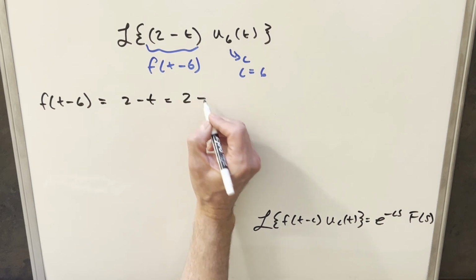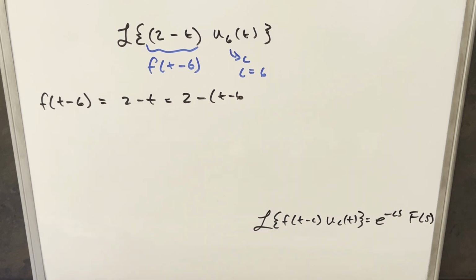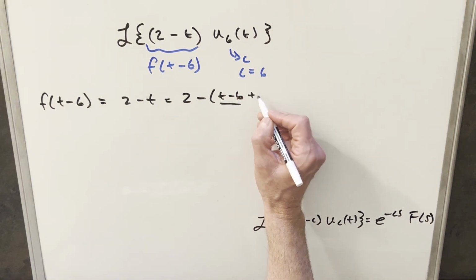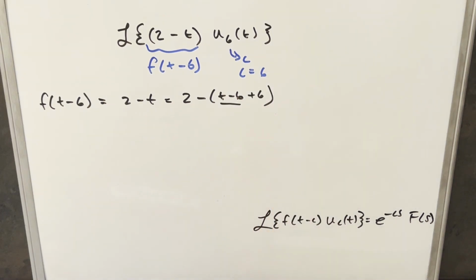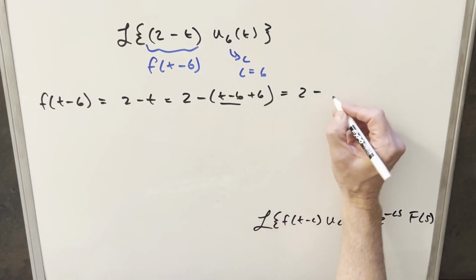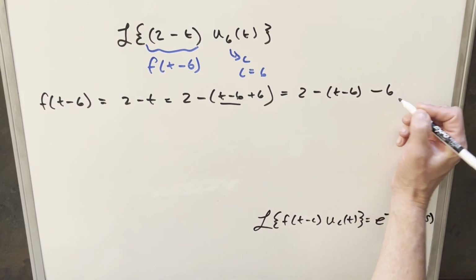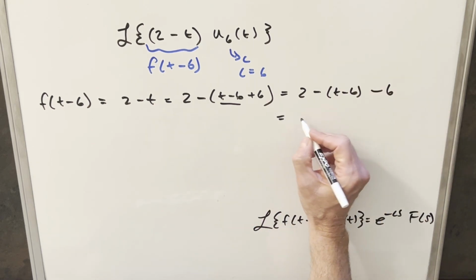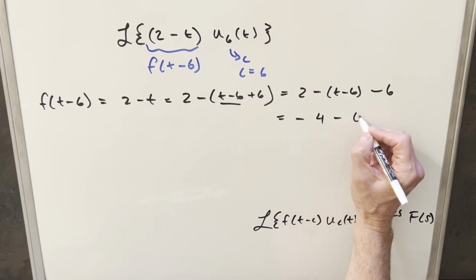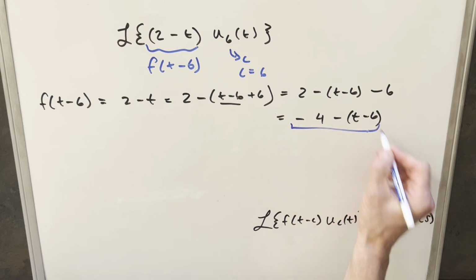So what I'll do is, in for the t, I'm just going to plug in t minus 6. But then I don't want to change it, so I'll add 6. That way I'm just adding 0. And then we'll distribute things out to make it really clear. So we'll separate this t minus 6 like this, and then distributing the minus in here, we'll have a minus 6. But then 2 minus 6, I can just write this as minus 4, and we'll have this like this. And now that we've created this t minus 6, we've got our shifted function.